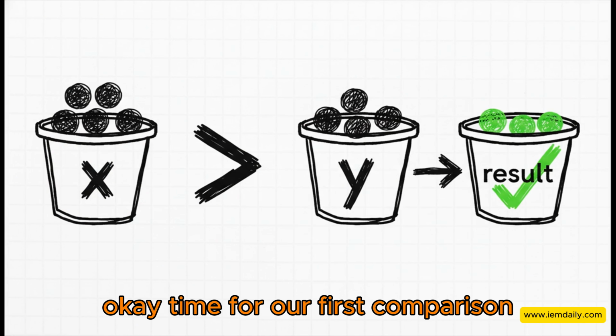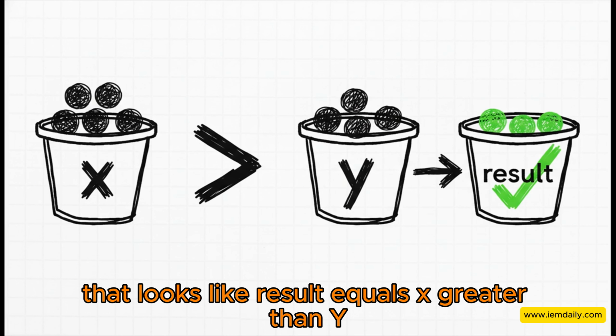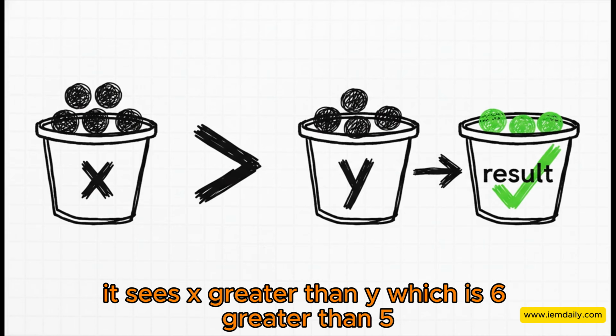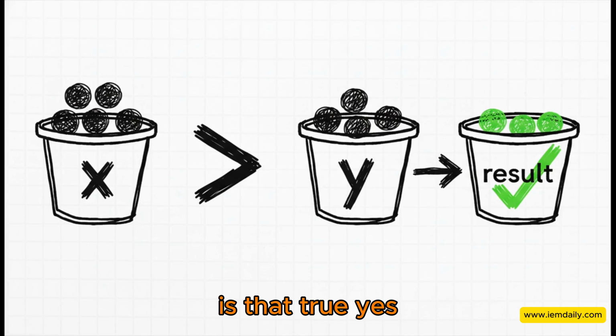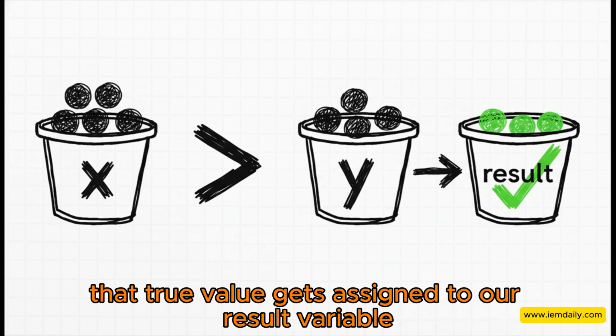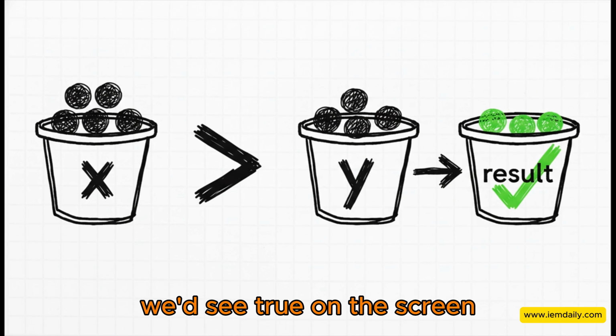Okay, time for our first comparison. We'll ask the question, is x greater than y? So in the code, that looks like result equals x greater than y. What Java does is it looks at the right side first. It sees x greater than y, which is 6 greater than 5. Is that true? Yes, it is. So that whole expression becomes true. And then that true value gets assigned to our result variable. So if we printed result right now, we'd see true on the screen.